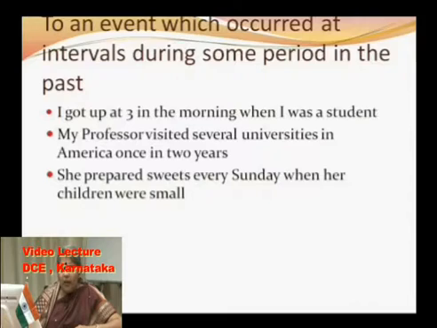The third way of using past tense is to an event which occurred at intervals during some period in the past.